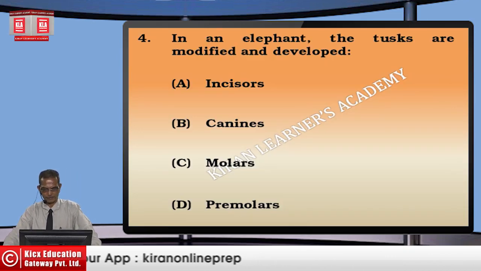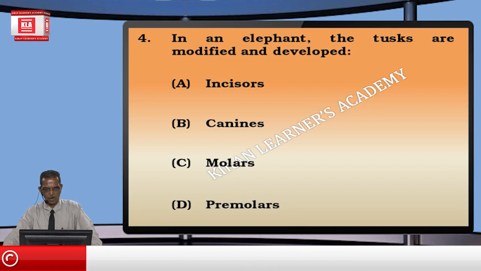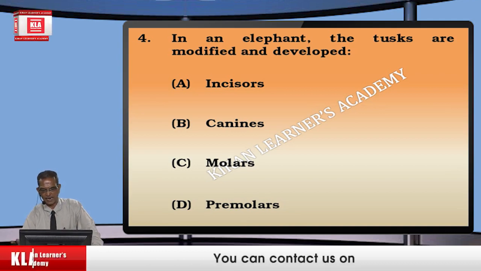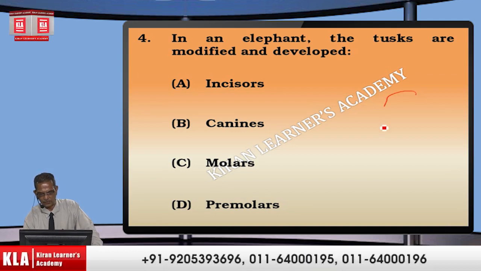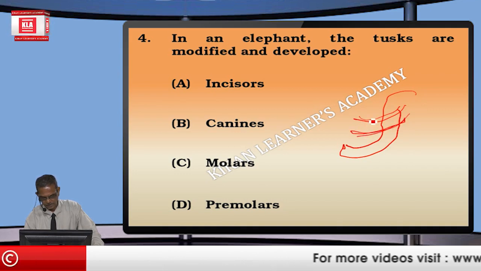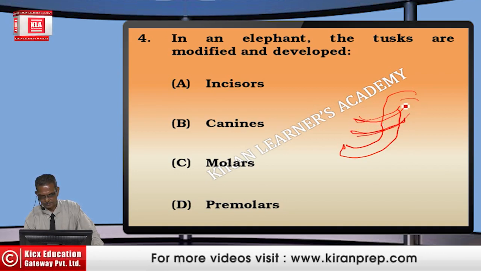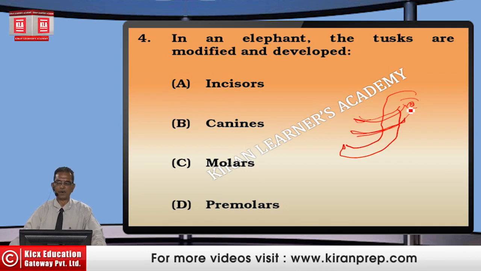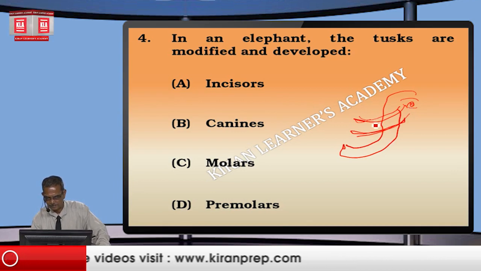In an elephant, the tusks are modified and developed. You must have seen an elephant. In an elephant, there is the forehead and the trunk. You must have seen the tusk coming out like this from either side of the trunk. Now, what are these tusks? We call them tusks.